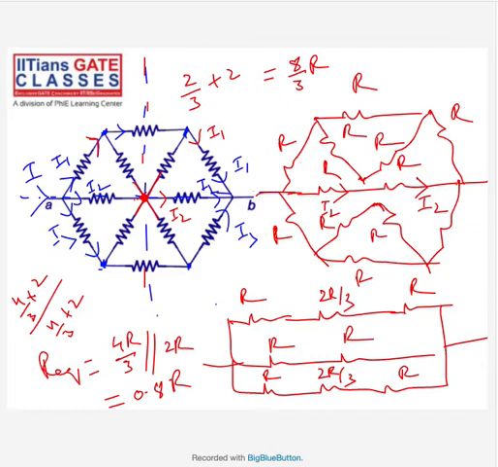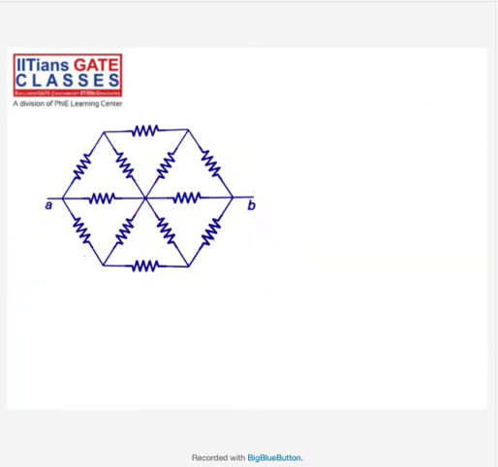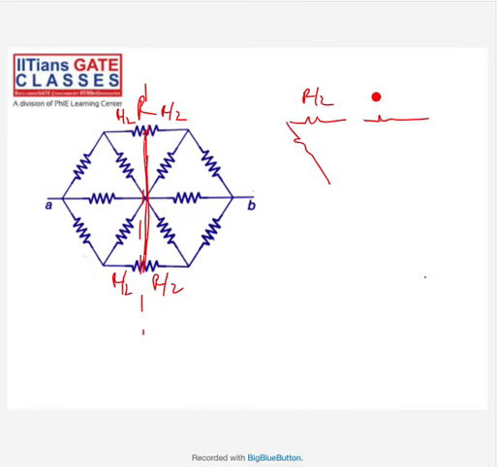So this can be done in another way. As I told you, it is symmetry at this point, at this axis. You can short this. That means if this is R, this will be R by 2 here, R by 2 here, R by 2 here, R by 2 here. Because it is symmetrical, you can draw it like this. This is R by 2. This is R by 2.